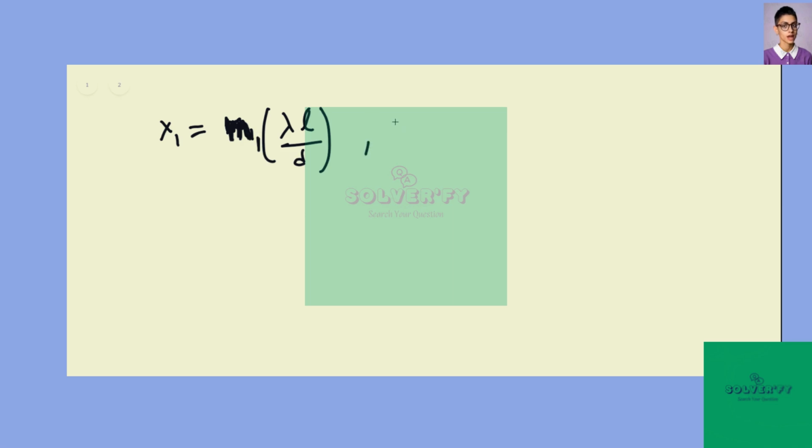And for the next fringe, because of constructive interference, the orders will be an integer number apart, right? So x2 will just be m1 plus 1. Delta m is just 1, so your order increases by 1. So this is m1 plus 1 times lambda L over d. That part remains the same.